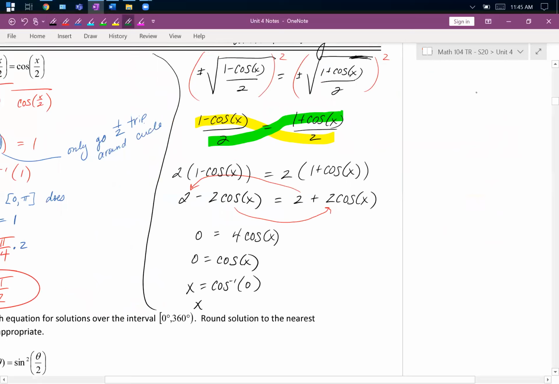Cosine is 0 at 2 spots, here and here: pi over 2 and 3 pi over 2.